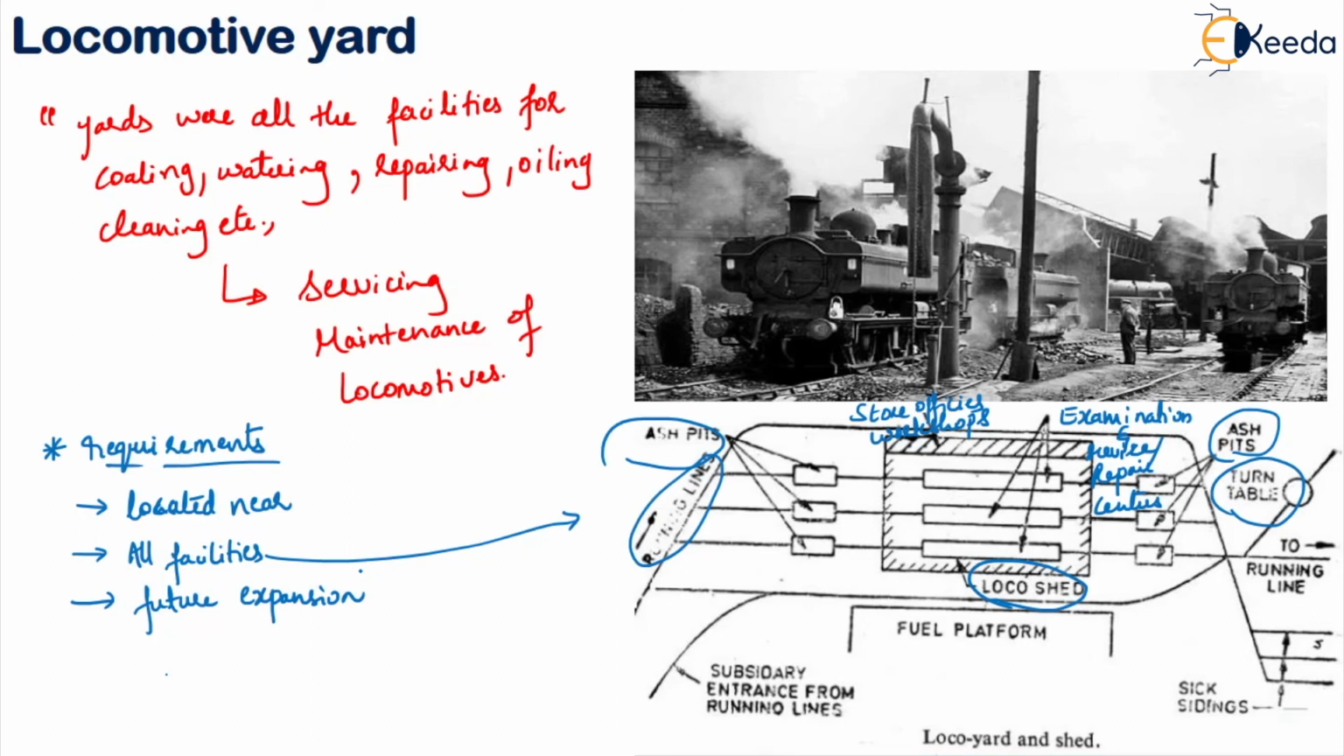Everything should be there. Normally this type of locomotive yard is also called just a loco yard. They may be rectangular or circular in shape. So this type of yard will be either rectangular or circular in its constructed shape. Okay, so these are about your yards and types of yards.